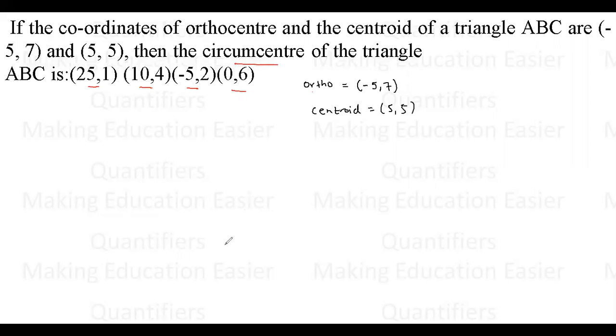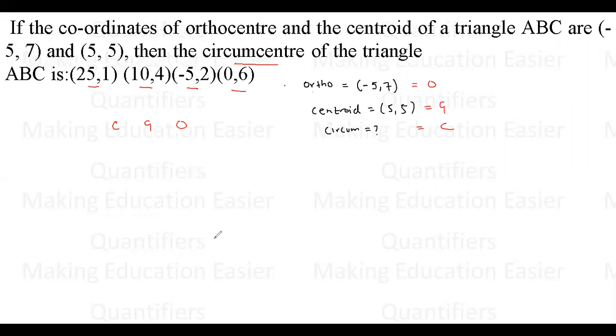So circumcenter is basically that point where all the perpendicular bisectors will meet, right? Where all the perpendicular bisectors will meet. So let's say I am denoting orthocenter by O. सेंट्रॉइड को मैं डिनोट कर रहा हूँ G से, सर्कम सेंटर को मैं डिनोट कर रहा हूँ C से. Now students, there is one very important relation between these three. Right, C, G and O. So I've already told you C is the circumcenter, G is the centroid and O is the orthocenter.